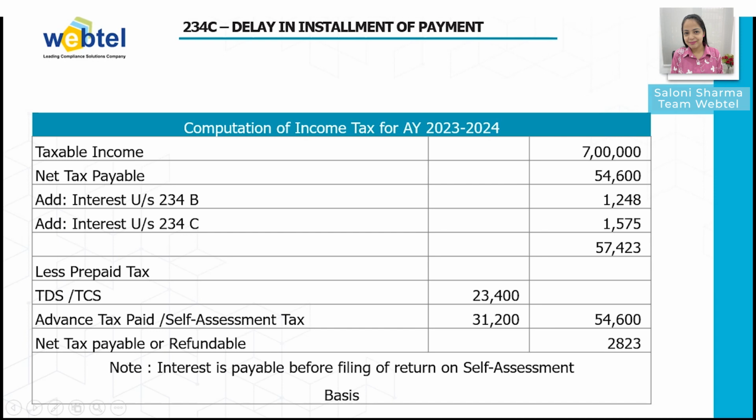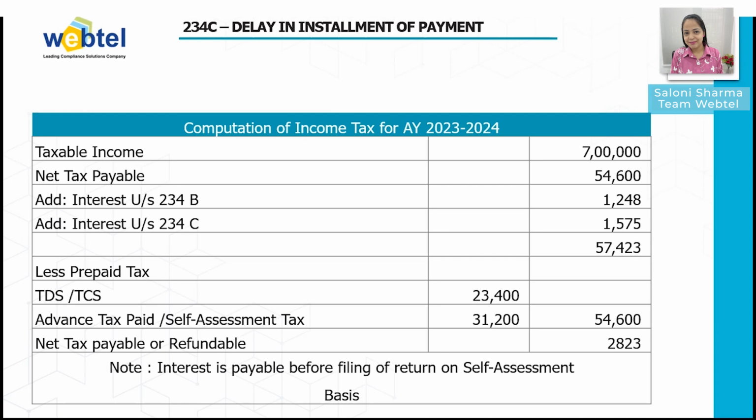And if any prepaid taxes are there, or any advance tax has been paid, then less the advance tax or the prepaid tax amount from your total tax payable. And at the end, if any refund amount or tax payable amount is there, then you need to pay the remaining amount as income tax for the assessment year 2023 and 24.